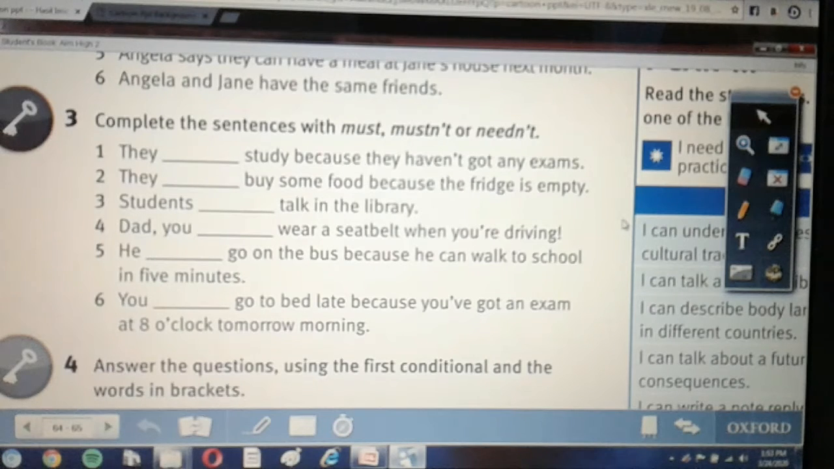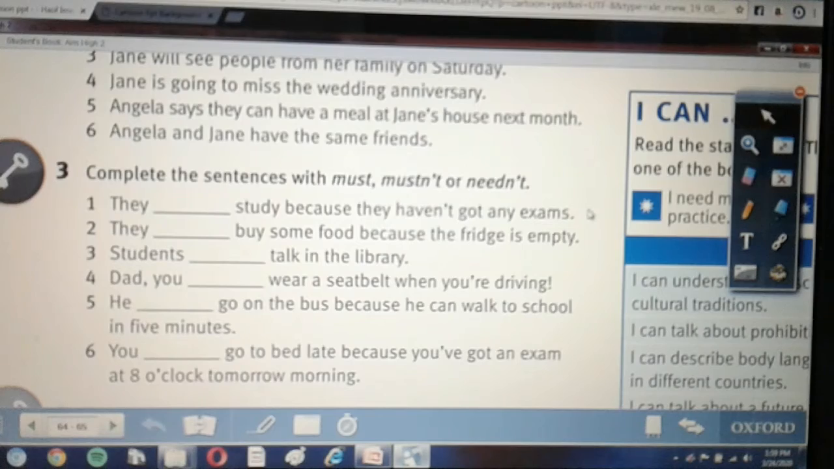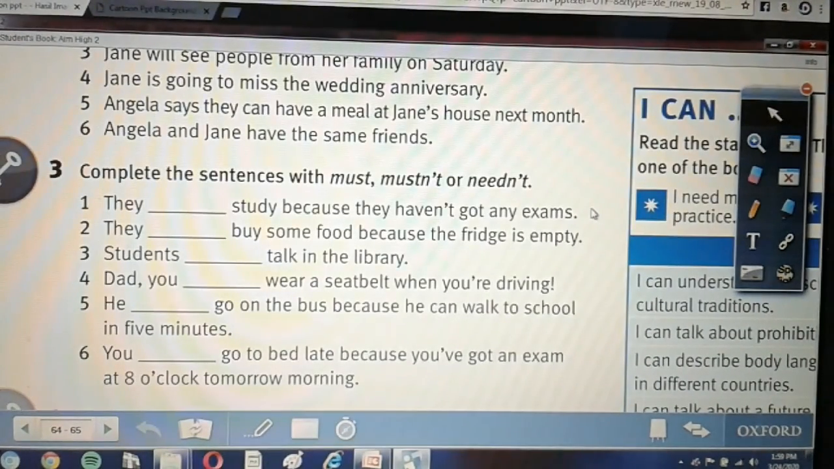After that, you can continue finishing the third part, in which you have to complete the sentences with must, mustn't, and needn't. Remember, we use must if we want to say that something is very important to do. Meanwhile, we use mustn't to express prohibition. So if we want to tell someone not to do something, we can use mustn't. And we use needn't to express lack of necessity. So if we want to tell someone that she or he doesn't have to do something, we can use needn't.